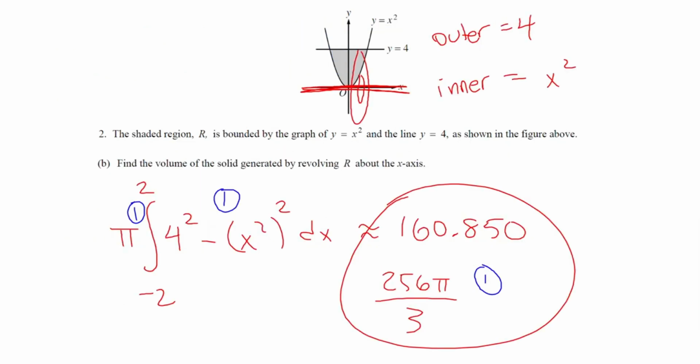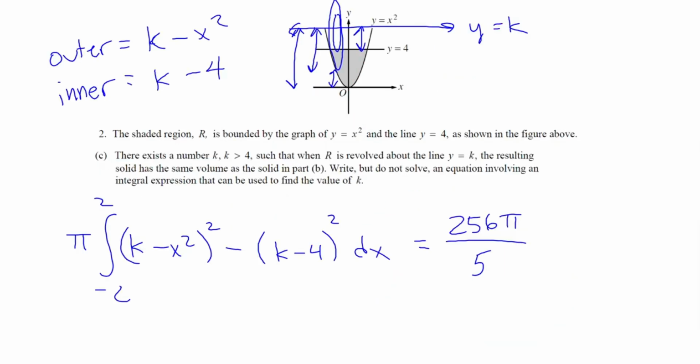So just go back over here and we'll make a note. That was not 256 pi over 3. That was 256 pi over 5. And so that's all you have to do there for part C. Just set it equal to that value. You got 4 points, 1 for the limits and the constant, 2 for the integrand, and 1 for actually setting it equal to your answer from part B.